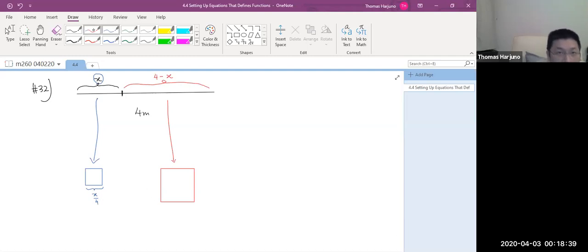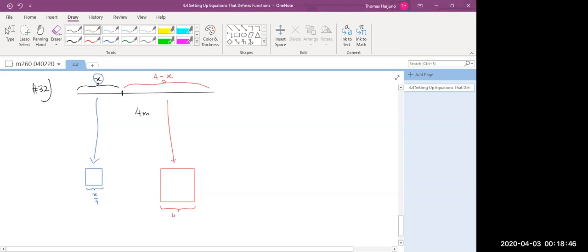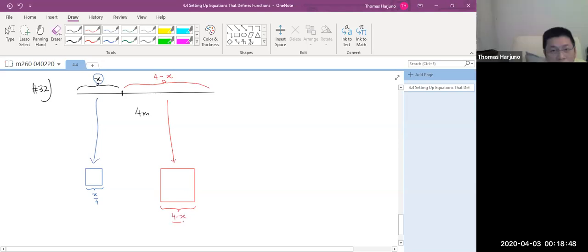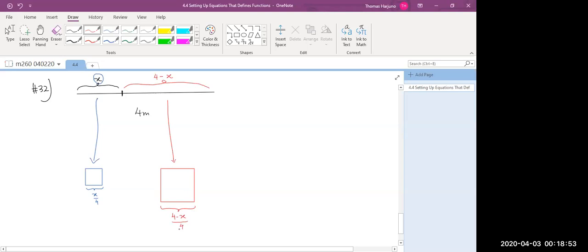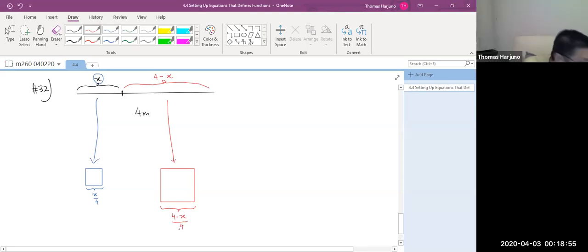Now, how about this guy here? What is the side of this square? 4 minus x divided by 4. Great. So you see, when it comes to geometry problems, especially like this, they give you the question just in words, but for us to answer, we need to do a lot of graphing.